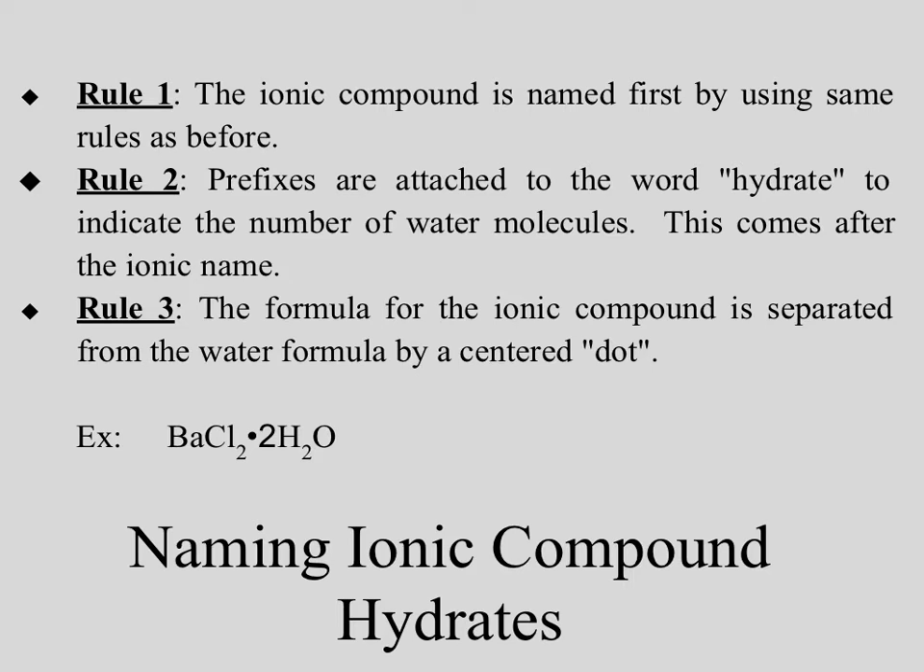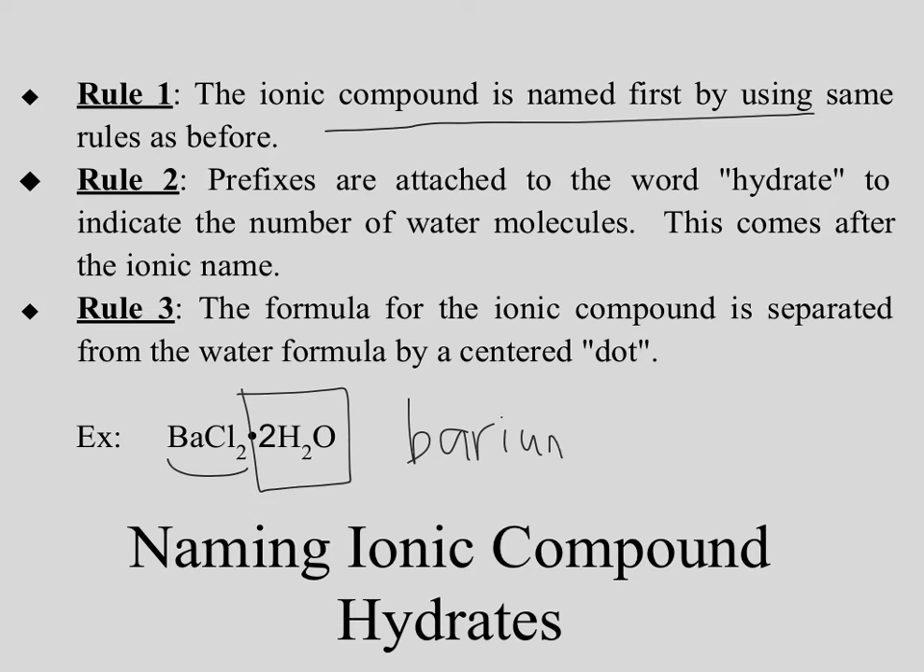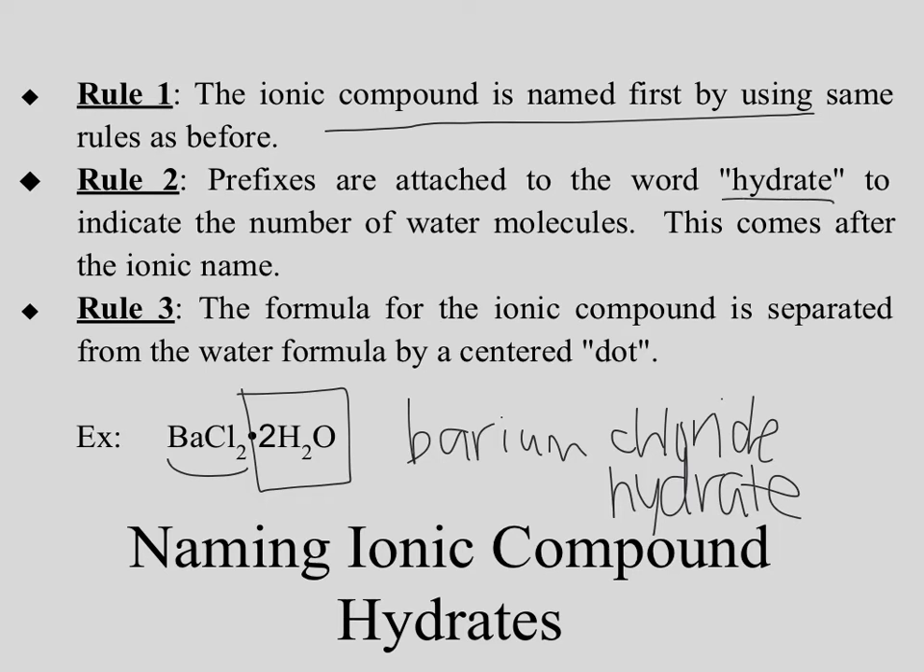If you look here in this example, we've got an ionic compound with water attached to it. Rule number 1 says name the ionic compound the way we've been doing it. So this ionic compound is barium chloride. Rule number 2 says prefixes are attached to the word hydrate to indicate the number of water molecules. This comes after the ionic name. So we know it's going to end in hydrate, because that's the word used to represent the water.